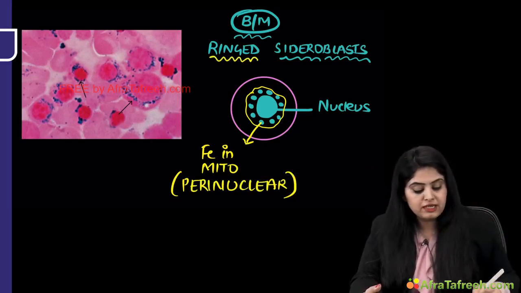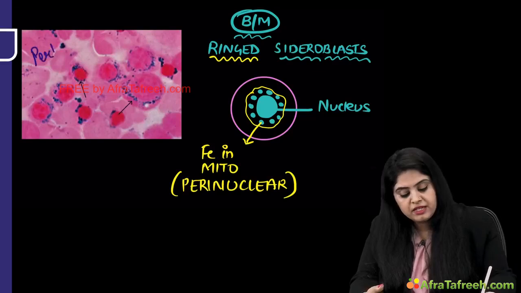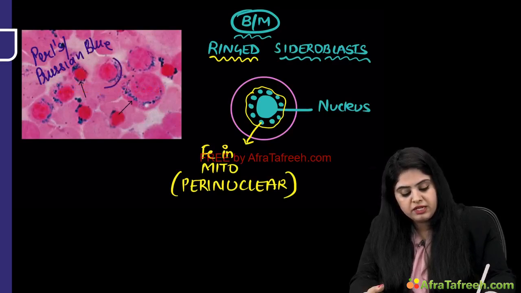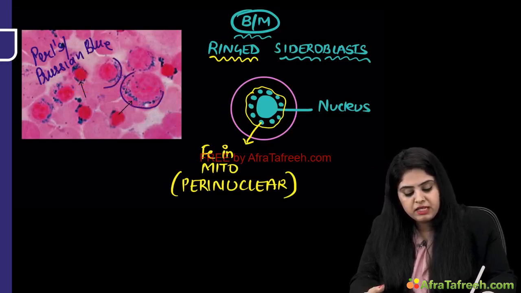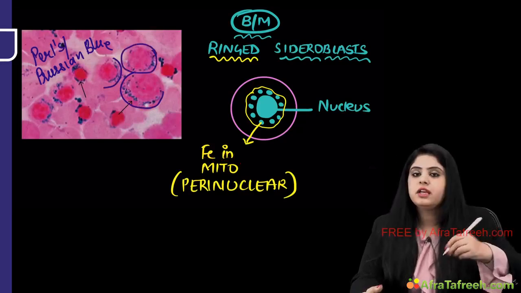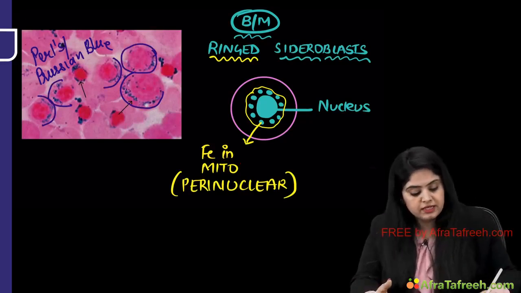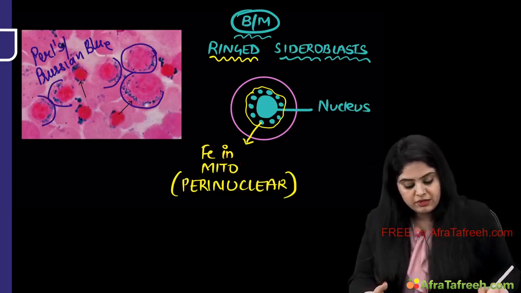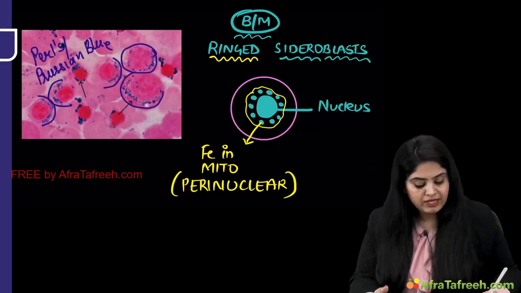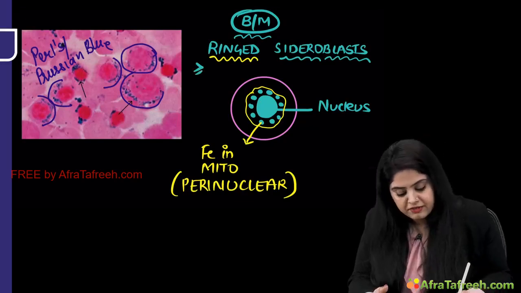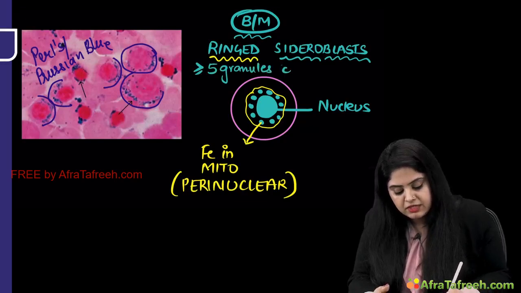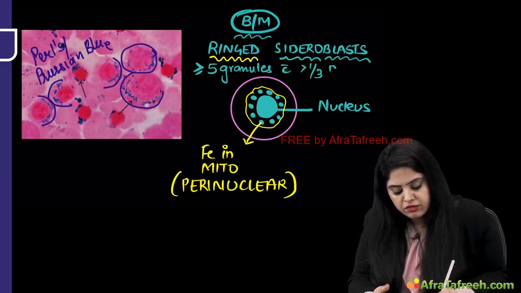So what is the stain that I must have used in order to prove iron? Again, I always use the Perls or the Prussian blue stain, and can we see the blue granules making a ring everywhere? But somewhere it is making like a proper ring, somewhere it is making half a ring, 1/4 of a ring. How much of a ring is said to be a ring? What is the criteria? So please remember, ringed sideroblast is said when there are at least 5 granules of iron and they have covered at least 1/3 of the nucleus.